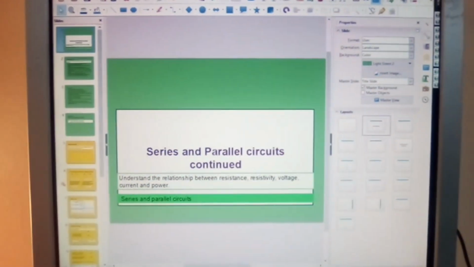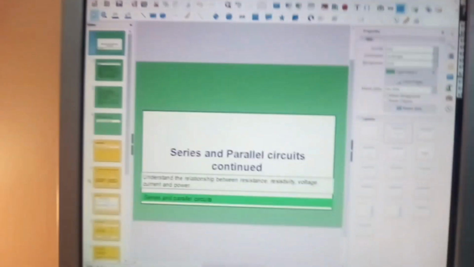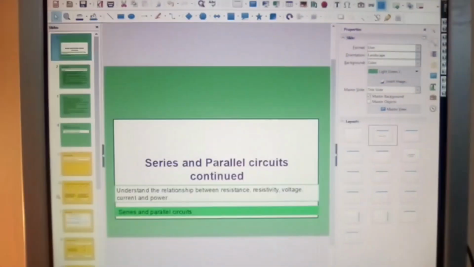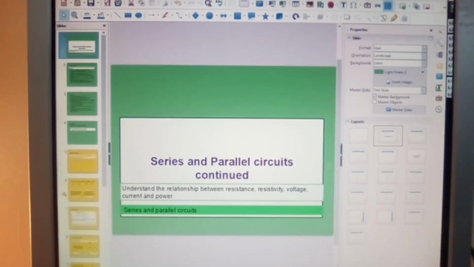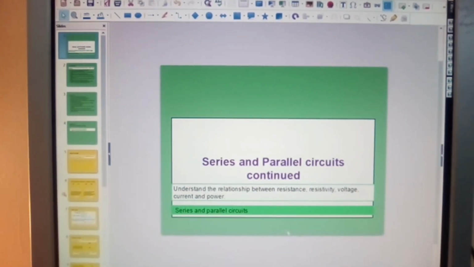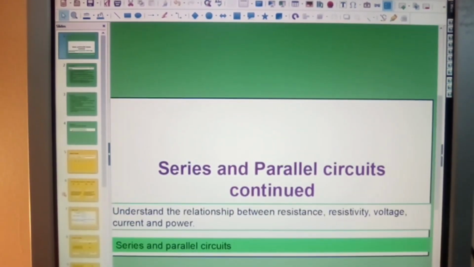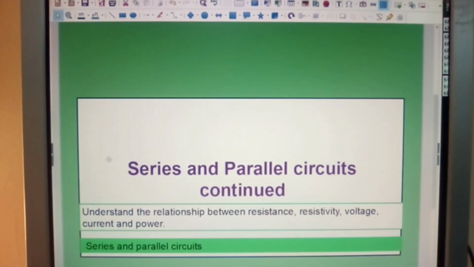Okay, we look like we're in business. Hang on a second, let me just get my framework up correctly.